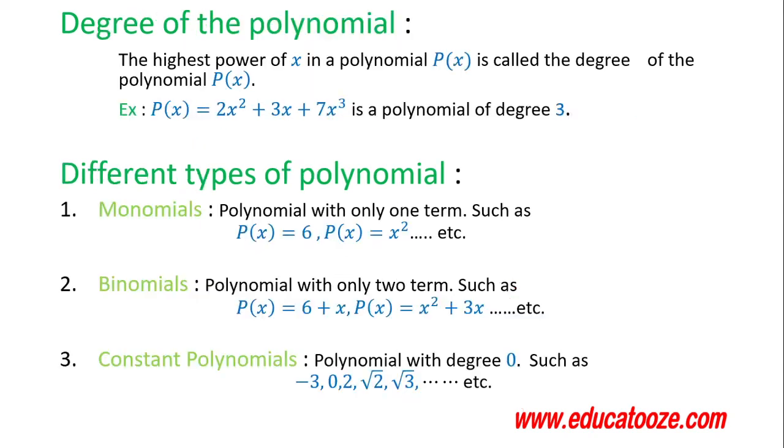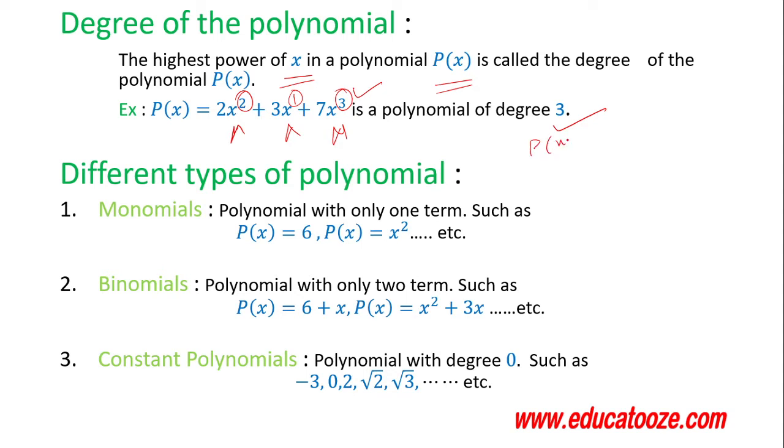Now let us see the degree of the polynomial. What is degree of the polynomial? The highest power of x in a polynomial p of x is called the degree of the polynomial. Then what is the highest power of x? Let us see. The highest power of this particular algebraic expression. Here is 3, here is 1, here is 2. So the highest power is 3. So that means this particular polynomial is of degree 3.